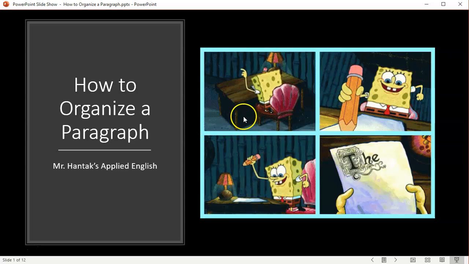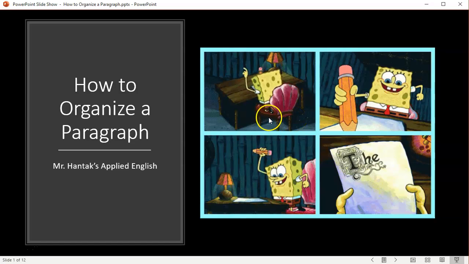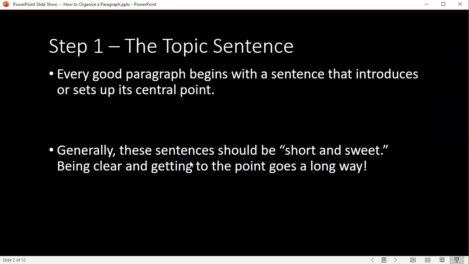How to organize a paragraph. Once again, SpongeBob themed. I wanted to tie it in with essay writing, or writing in general, with the classic essay episode, where SpongeBob has to write an essay for his driver's ed class, and there's a montage where he's like, yeah, I'm doing it, and all he has is the first word at the end of that montage. That classic SpongeBob joke. Let's go on.